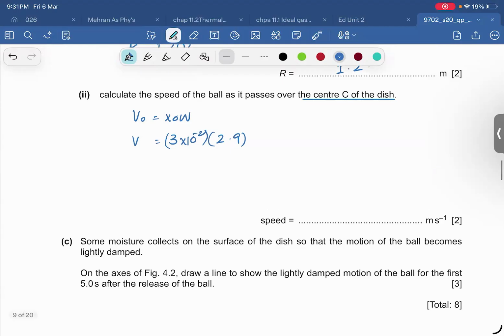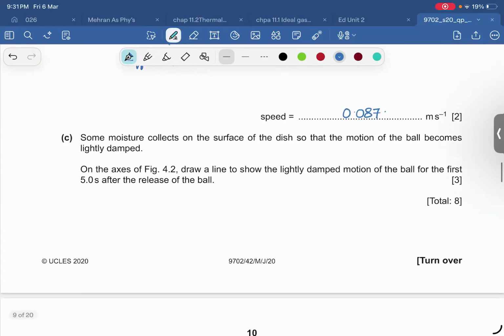Yes. I am getting 0.087. Yes, I'm getting that as well. Okay, with that, please.